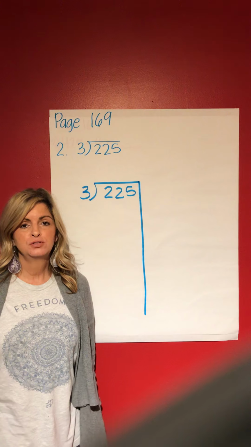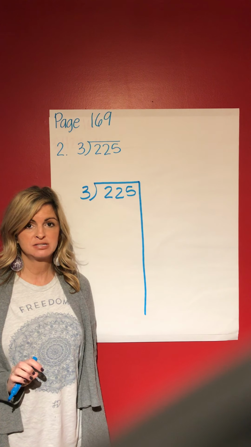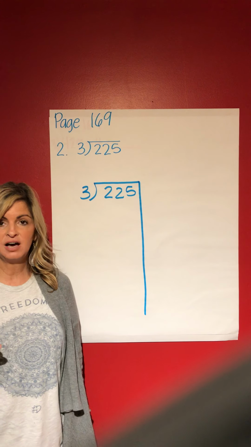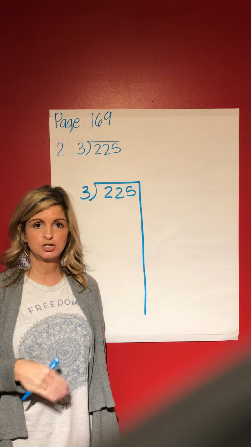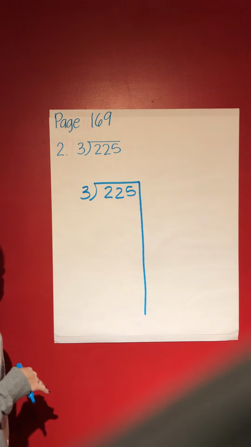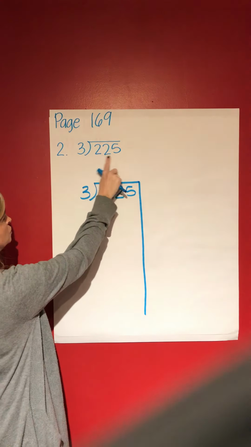I want to go over with you problems number 2 and 3 on page 169 of your Go Math textbook. Problem number 2 says divide, use partial quotients. Okay, so they're wanting you to use that first strategy that we went over in the previous video. And the original problem looks like this, okay?